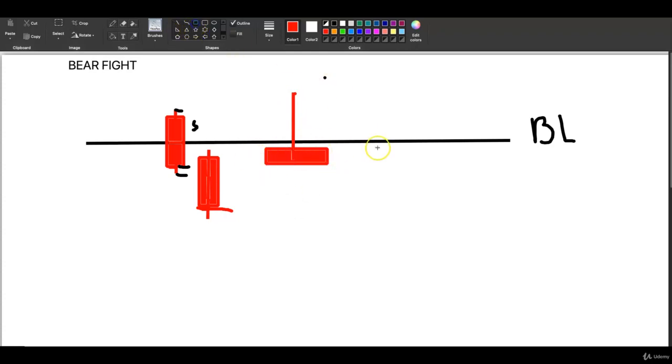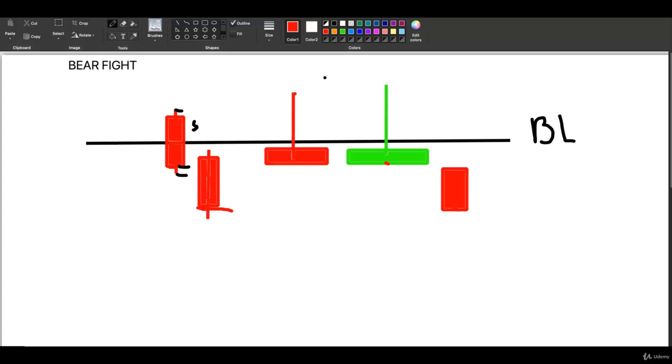But in another case, if we have a bullish candlestick, then again we have to wait for the next candlestick formation, which will be a bearish candlestick. In this case we have to wait for the next bearish candlestick. And here also the same point applies: this candlestick body should close below the previous candlestick low. This is the low of the previous candlestick and the body is closing at this point.